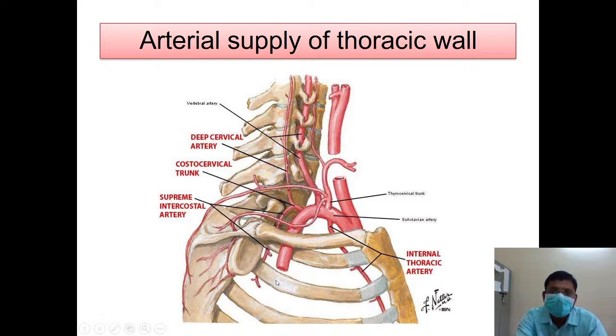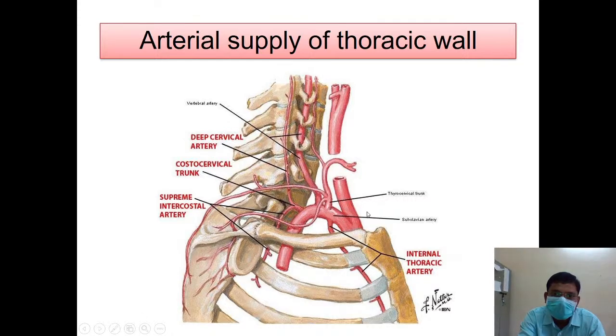Basically, the thoracic cage, or the intercostal muscles, are supplied by one important artery called the internal thoracic artery. This internal thoracic artery gives various branches which go to the intercostal spaces and supply the muscles and also that region, that is the pectoral region. And this internal thoracic artery is very important in the blood supply to the mammary gland.